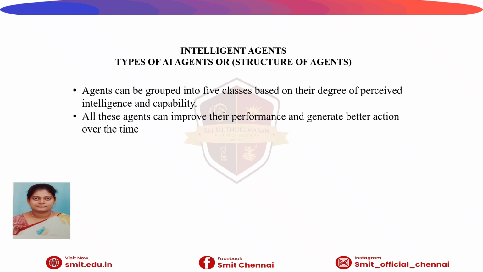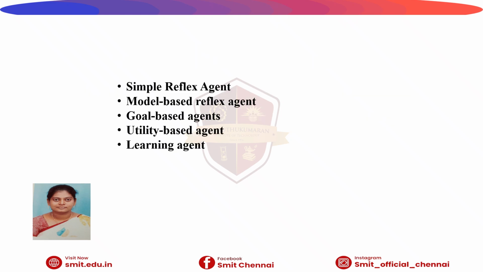Next topic is intelligent agents. There are many intelligent agents which we are going to see in unit 1. So what are actually agents? These agents work effectively, like human intelligence. They can be grouped into 5 classes based on their degree of perceived intelligence and capability to improve the performance and generate better action. These are the 5 basic types of intelligent agents. First one is the simple reflex agent. Second, model-based reflex agent. Third one, goal-based agent. Fourth, utility-based agent. The last one is learning agent.